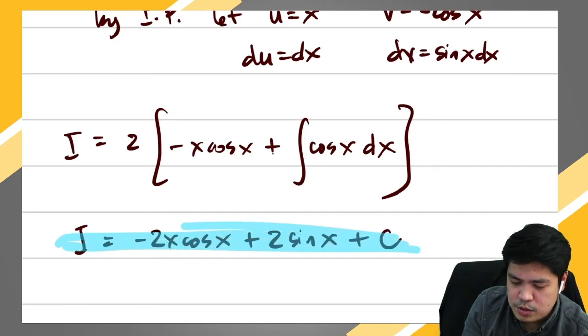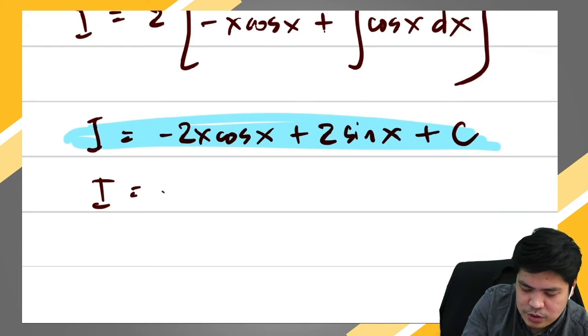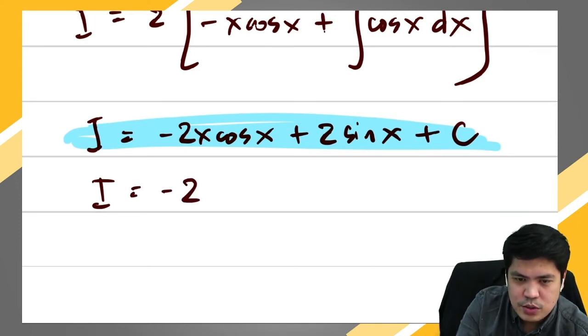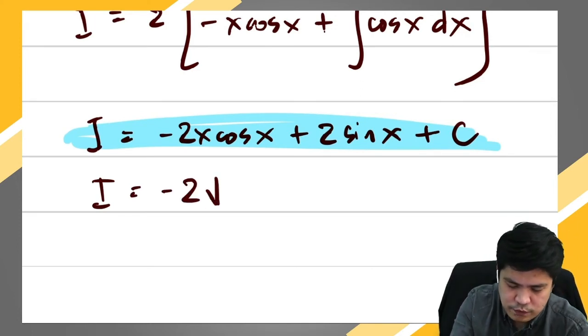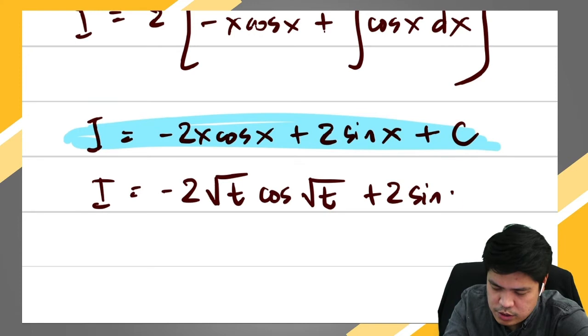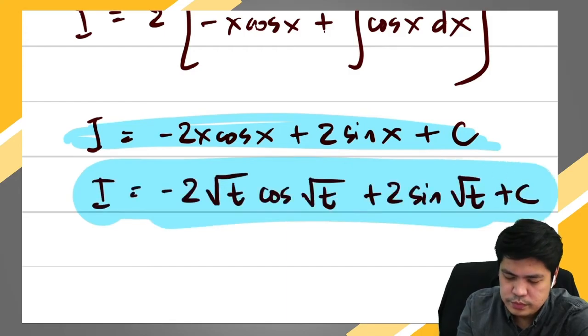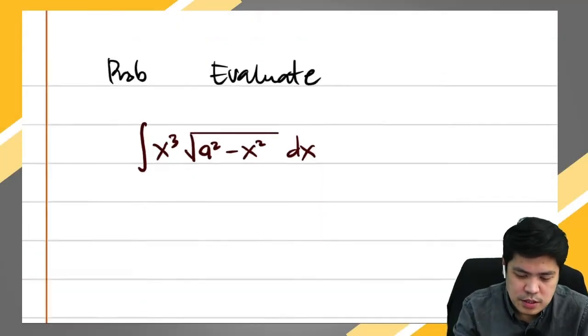But wait, there's more. It's not finished yet. I is equal to negative 2. Remember that x is equal to square root of t. So, negative 2 square root of t cosine square root of t plus 2 sine square root of t plus c. Very easy.